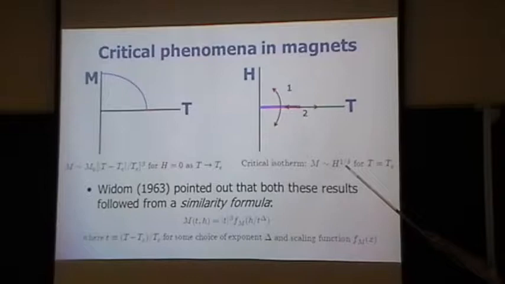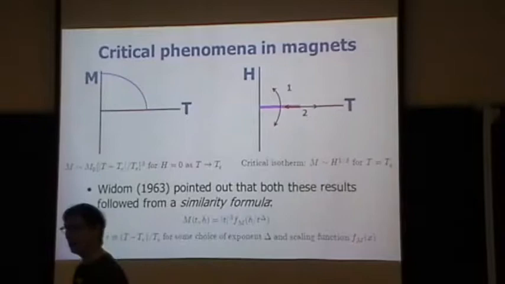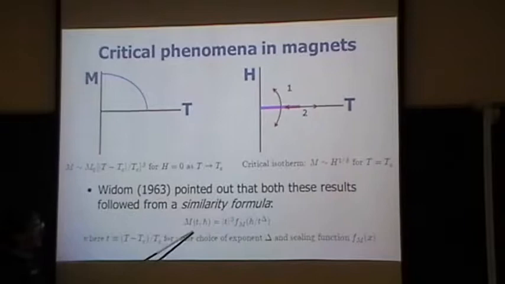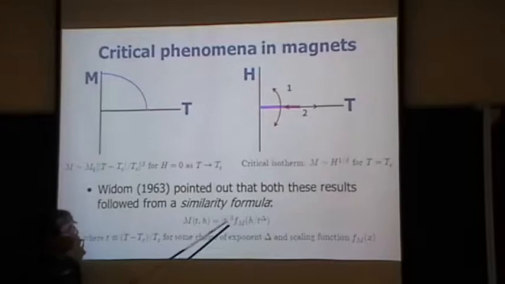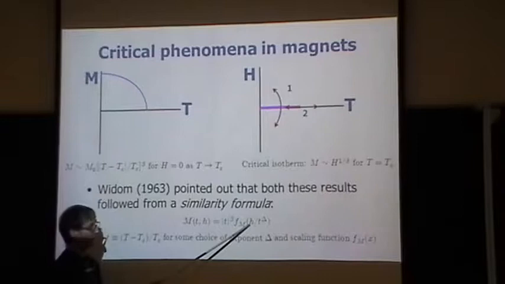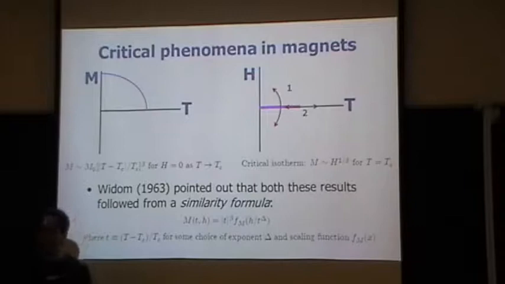Now, these two stylized facts follow from Widom's similarity framework. Widom said, look, if I write the magnetization as a function of the reduced temperature, T minus TC over TC, and external field H, then that follows the following form. Some t to the beta, and the same beta is here, and then a function of not two variables, but one variable, a composite variable, h over t to some new exponent called the gap exponent delta. That's what he said, and I'll show you why he said that.